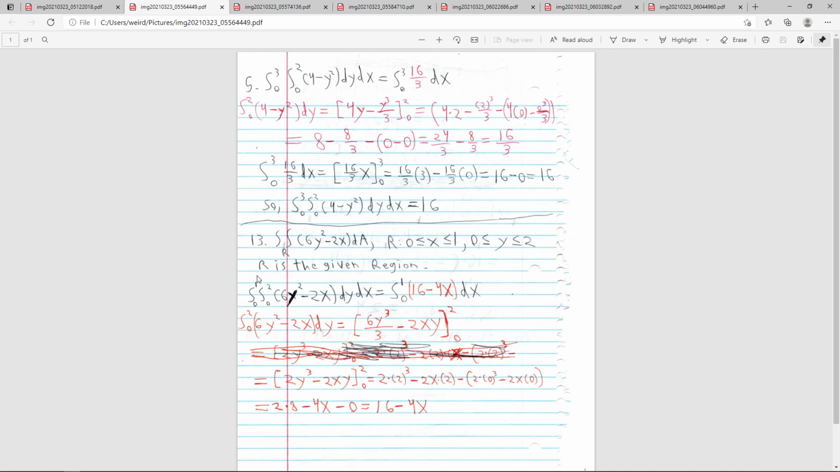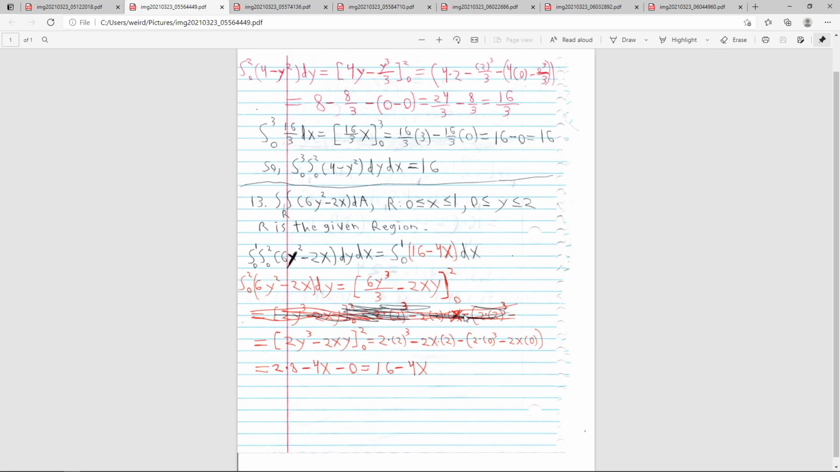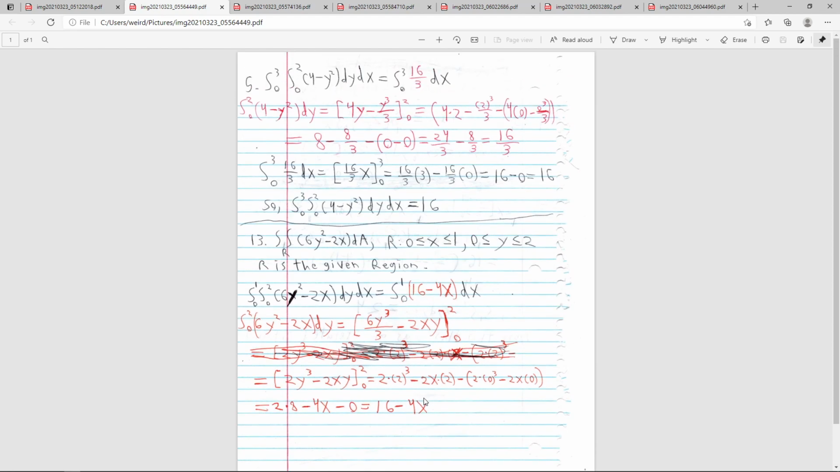You have to follow this order. You integrate the first one, the innermost one, dy, and then dx on the outermost. You can just follow the process. I think I've made it quite detailed. 16 minus 4x is what the first integral becomes after all this work.